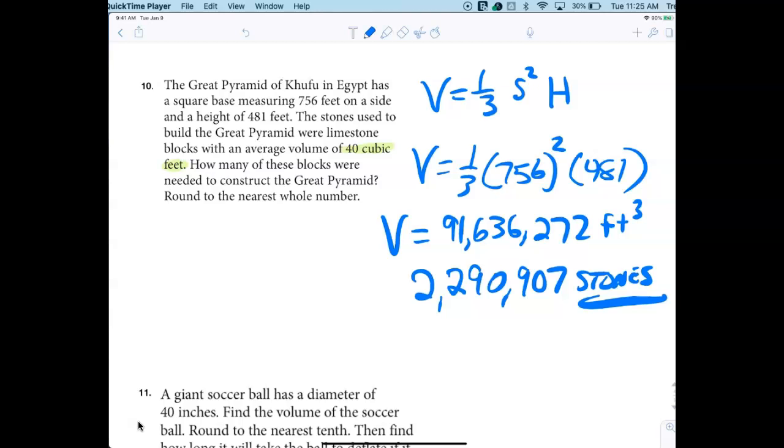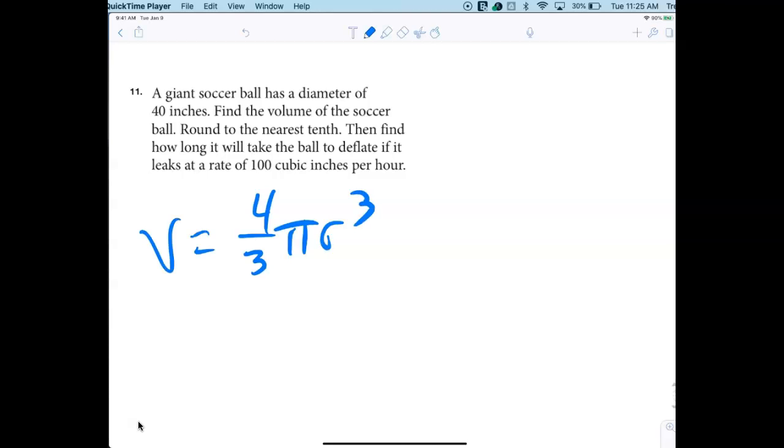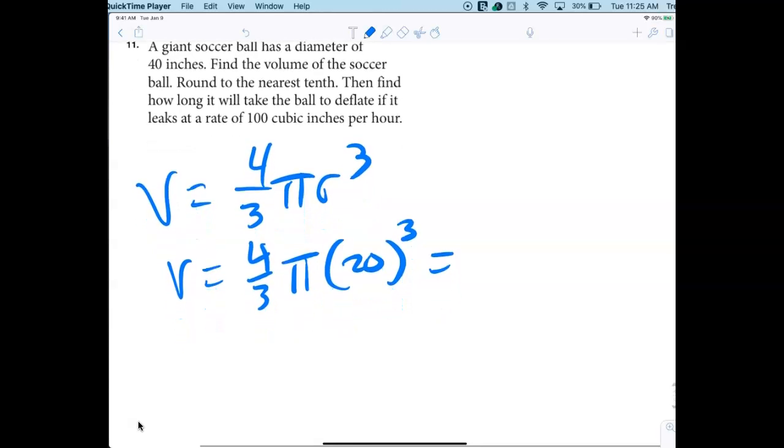All right. Last one. A giant soccer ball has a diameter of 40 inches. Find the volume of the soccer ball. So, a soccer ball is a sphere. So what's the formula? 4/3 pi r cubed. All right, so the diameter is 40, so the radius is 20. So here we go. Volume equals 4/3 pi times 20 cubed. So what is the volume?